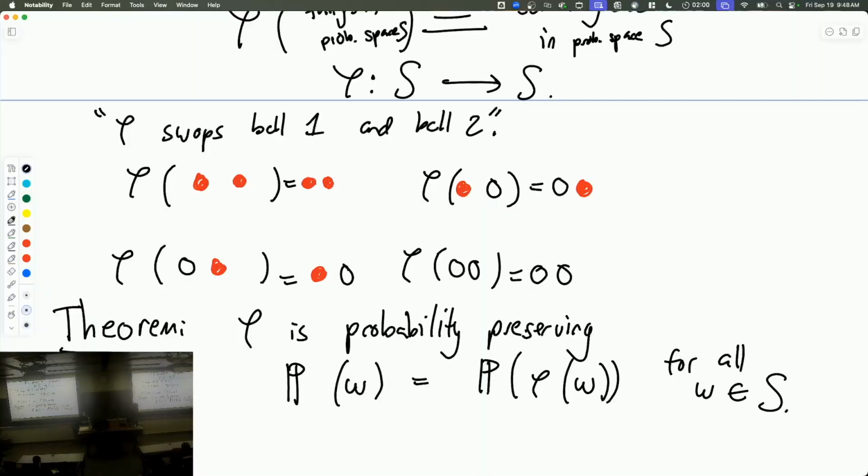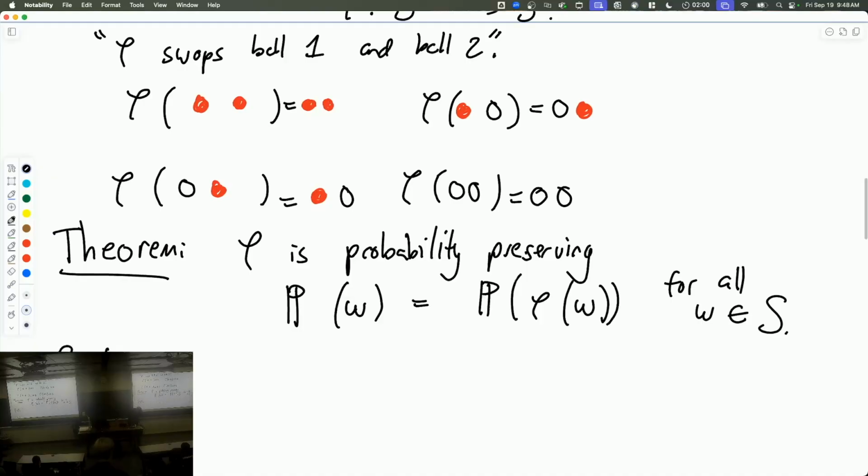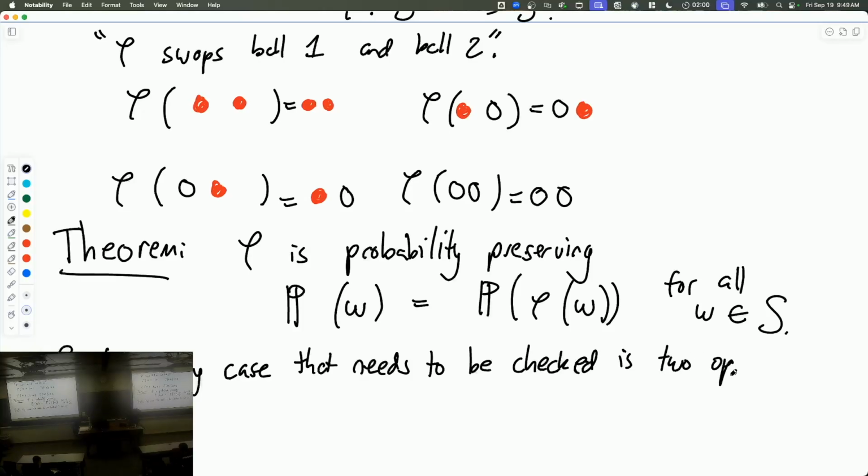And why is this true? The proof, the only one that is hard to check. Obviously, the probability of red, red is the same as the probability of red, red. The probability of white, white is the same as the probability of white, white. The only ones that are maybe unclear are the off-colored ones. So the only case that needs to be checked is two opposite colored balls. And we already calculated both of these by the probability tree. We know the probabilities are the same. They are both 6 out of 20.